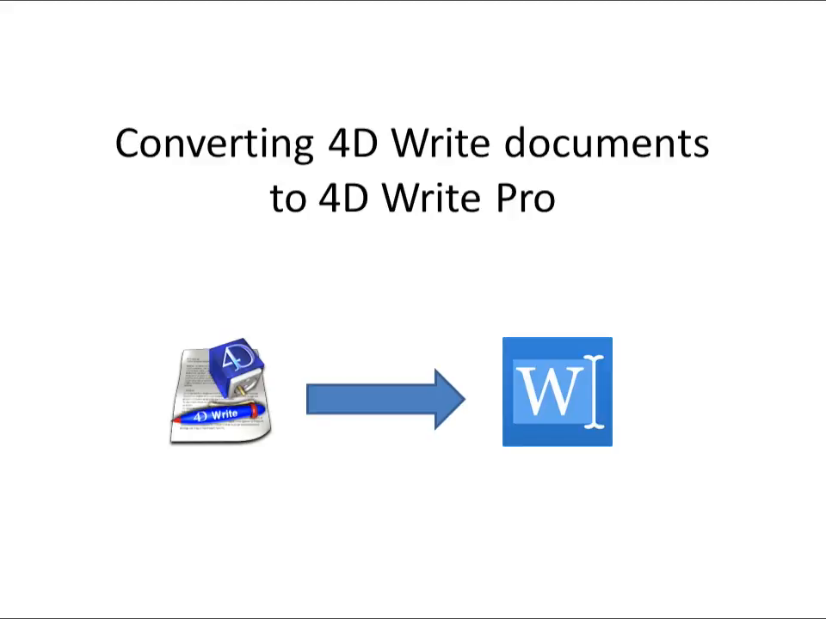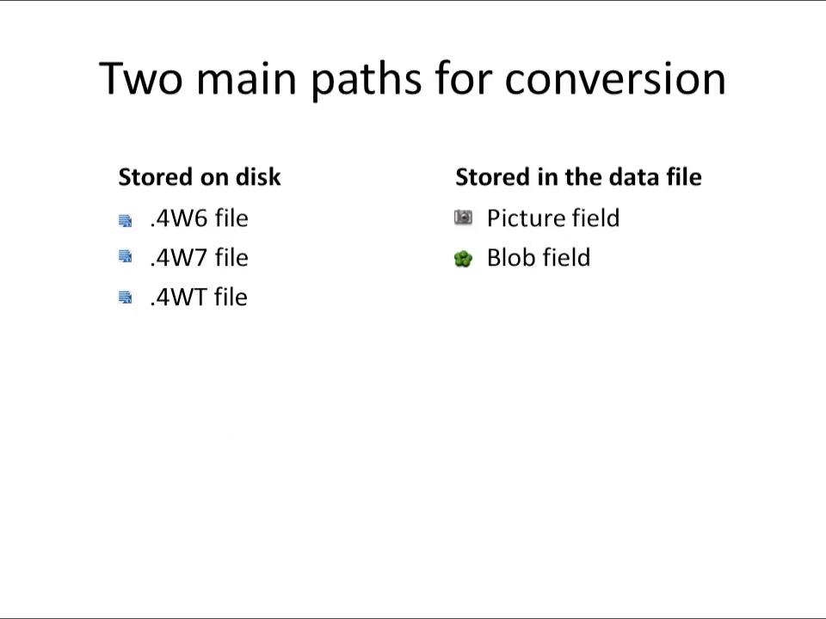This video is about converting 4D Write documents to 4D Write Pro. There are two main paths for conversion, both of which depend on where the 4D Write documents are currently stored. You may have 4D Write documents stored on disk or 4D Write documents stored in the data file. Each of these have their own way of converting.